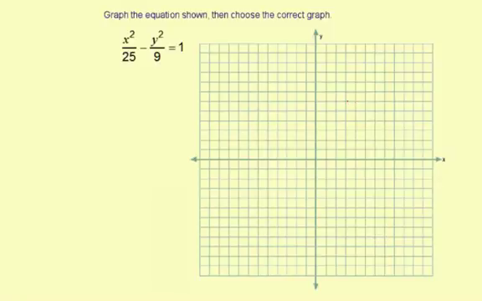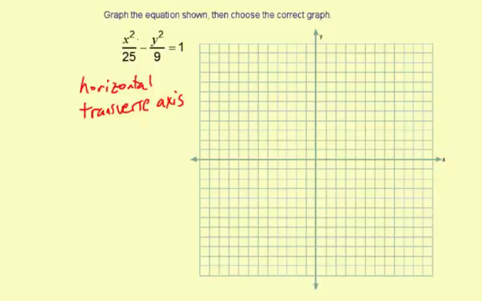Graph the equation shown, then choose the correct graph. x squared divided by 25 minus y squared divided by 9 equals 1. This is a hyperbola, and the x squared is positive, which means we're going to have a horizontal transverse axis. That means that the center, the foci, and the vertices are all going to lie on a horizontal segment.